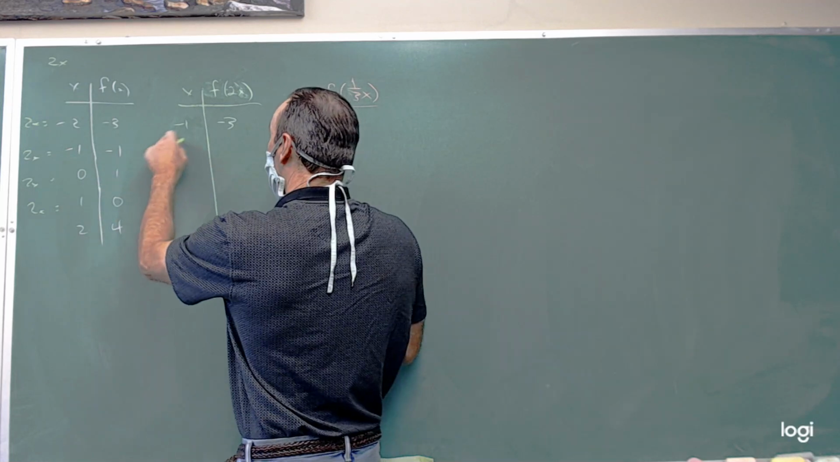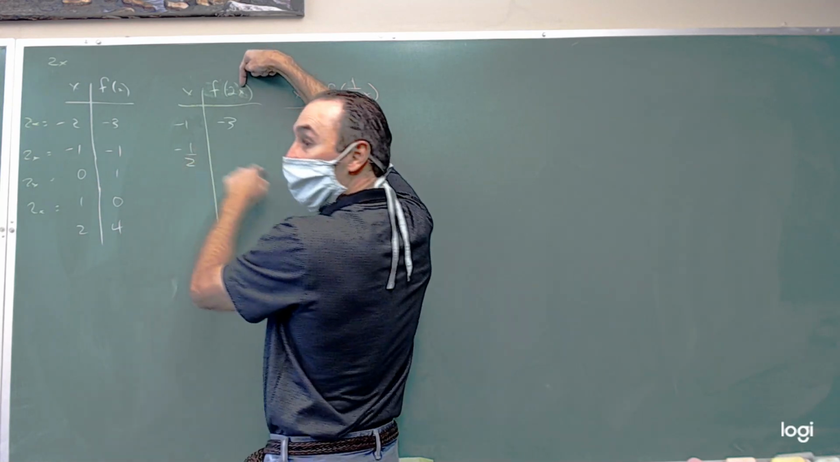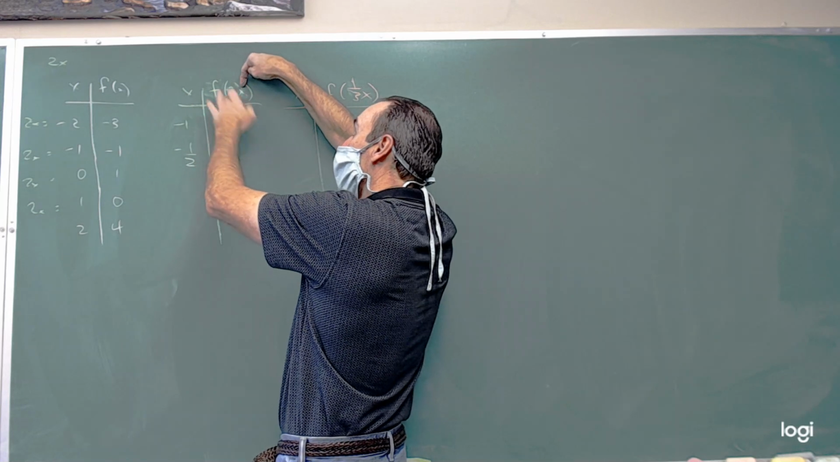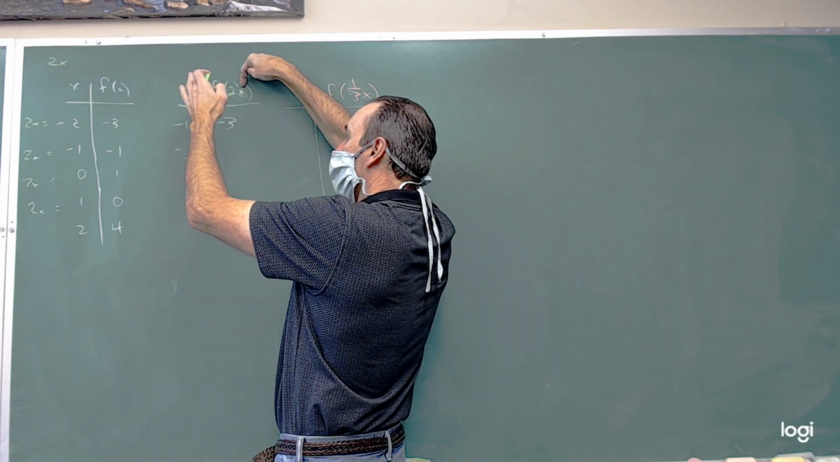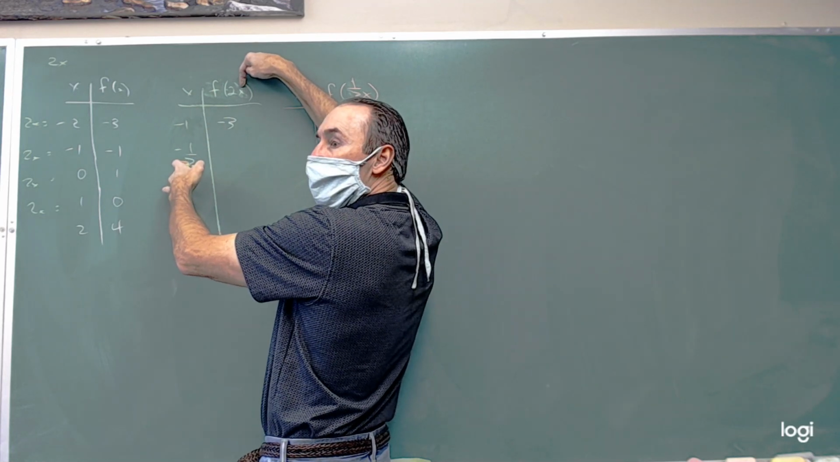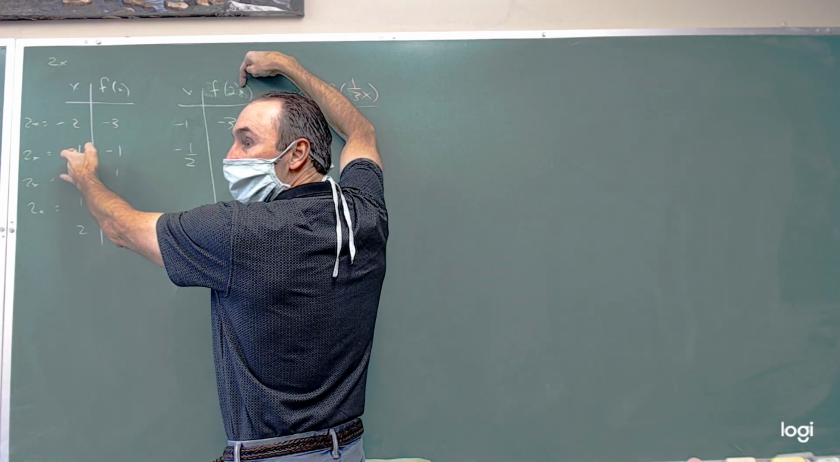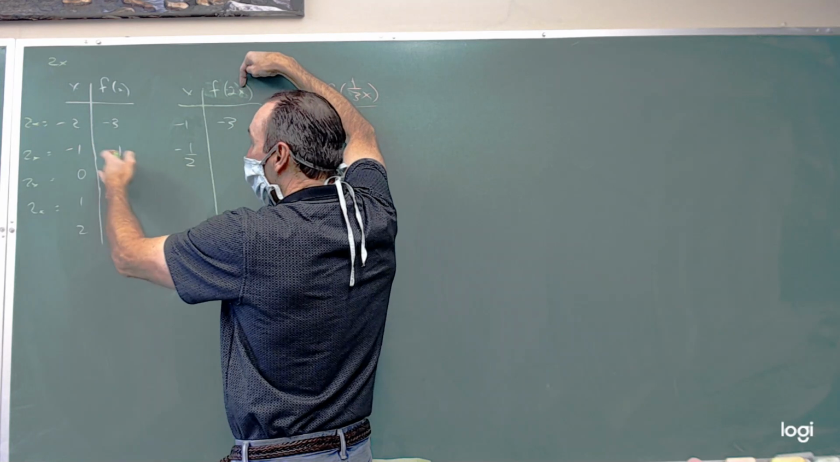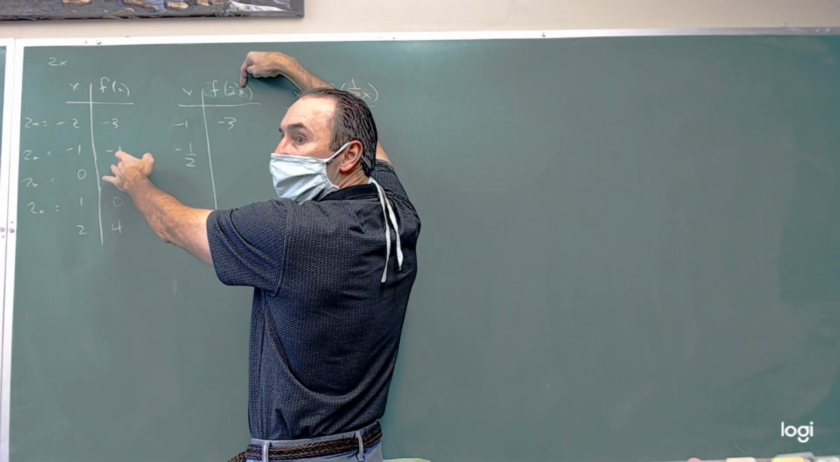So if we plug in a negative 1/2 for this x, it's going to get multiplied by 2 and become a negative 1, which now we can run to this table and see that f of negative 1 is in fact this negative 1.